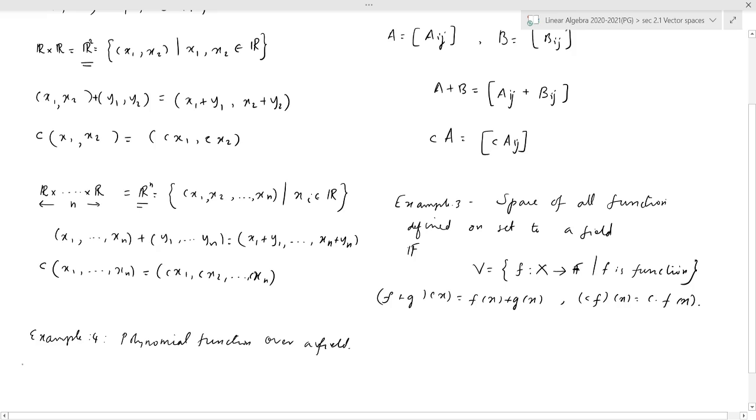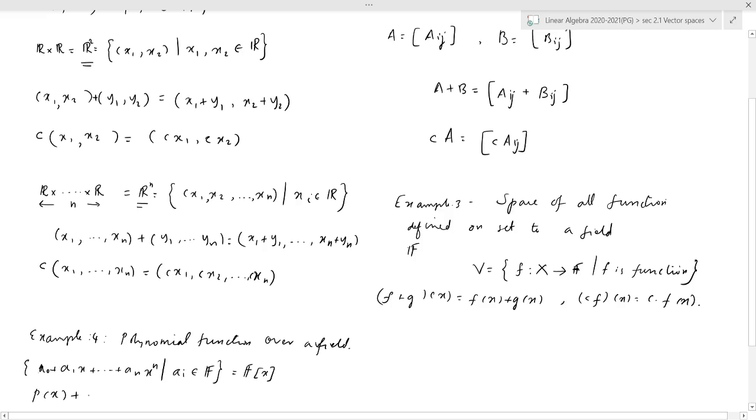So if you consider the set of all a0 plus a1 x etc. plus an x raised to n, such that ai comes from this F. F is any field. This form is denoted by F[x], the set of all polynomial expressions. So this is again a vector space with respect to polynomial addition and scalar multiplication.